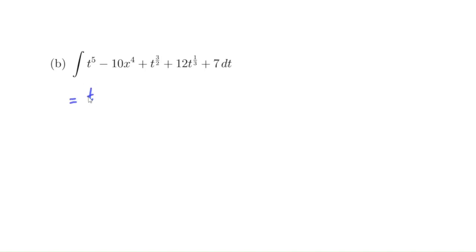Well, the integral of t to the 5th is going to be t to the 6th over 6 minus 10t to the 5th over 5, which would simplify. That's a t there. That would simplify to be 2t to the 5th. Plus, well, this would be t to the 3/2 plus 1 is 5/2 divided by 5/2, but I'm just going to write it out front as 2/5 plus 12t to the, well, the integral of t to the 1/3 is going to be t to the 4/3 and then over 4/3 or times 3/4.